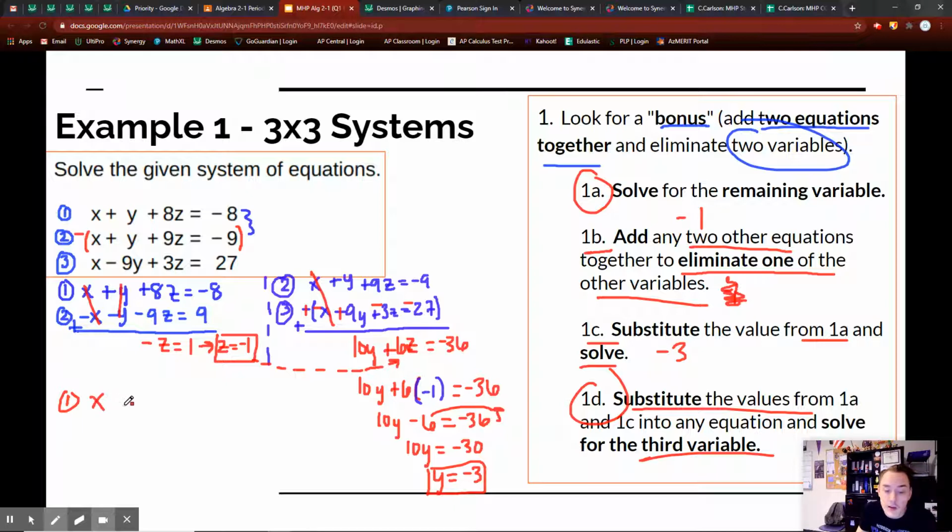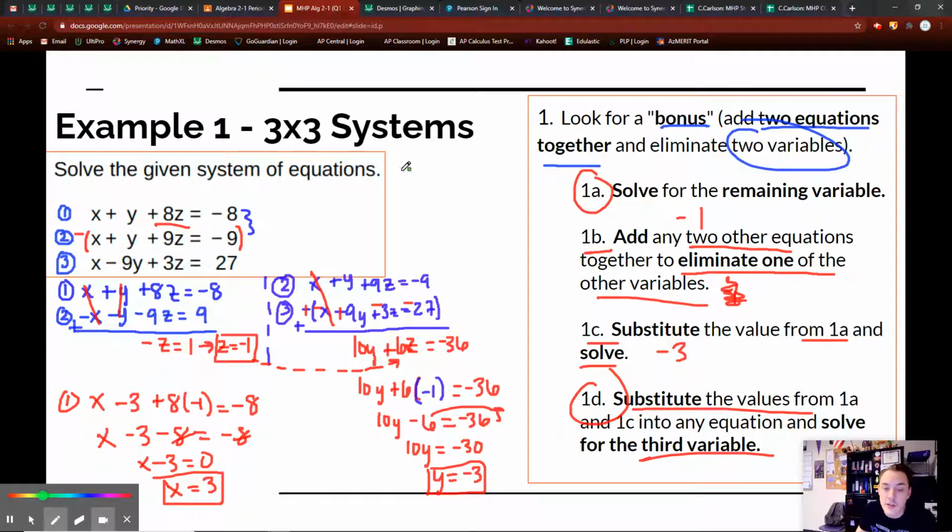I don't know. But what is y? It is -3. What is z? -1. So plus 8 times -1 equals -8. And so this is x minus 3 minus 8 equals -8. Okay, the 8's do go poofy because they're the exact same number. So I'm left with x minus 3 equals 0. And then now x equals 3. That is my final answer.